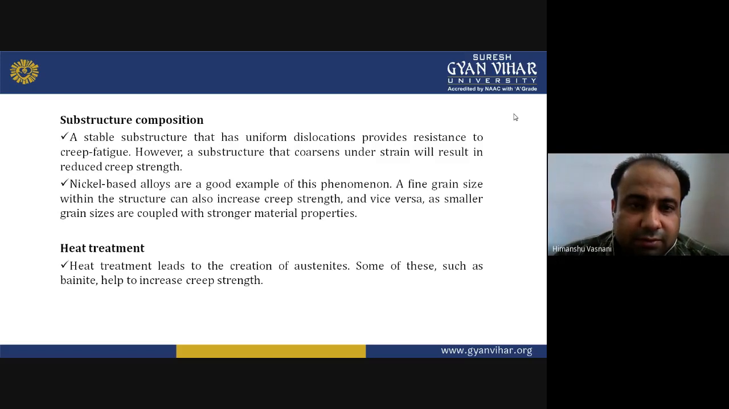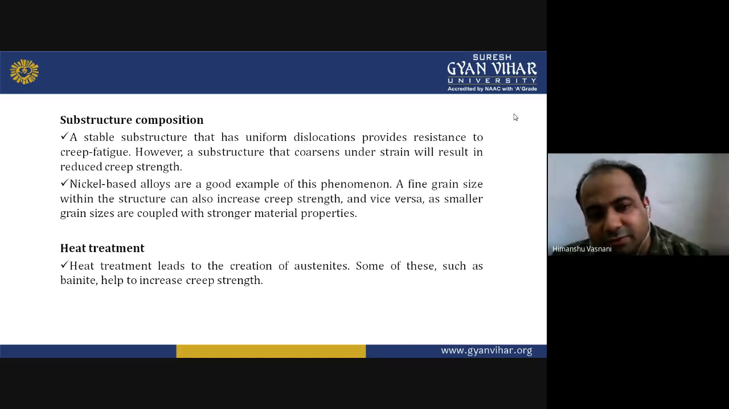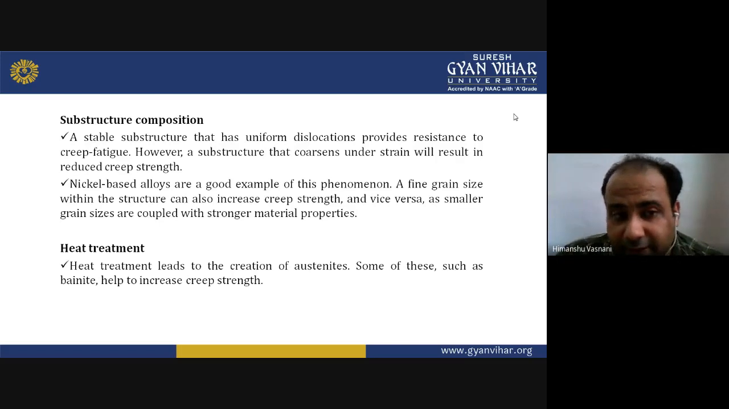Then heat treatment. As we know, a stable structure that has uniform dislocations provides resistance to creep. Now, heat treatment leads to the creation of austenites, and some of these, such as bainite, help to increase the creep strength.